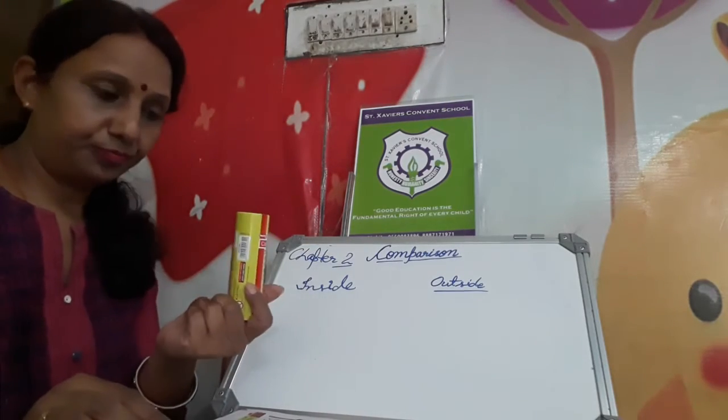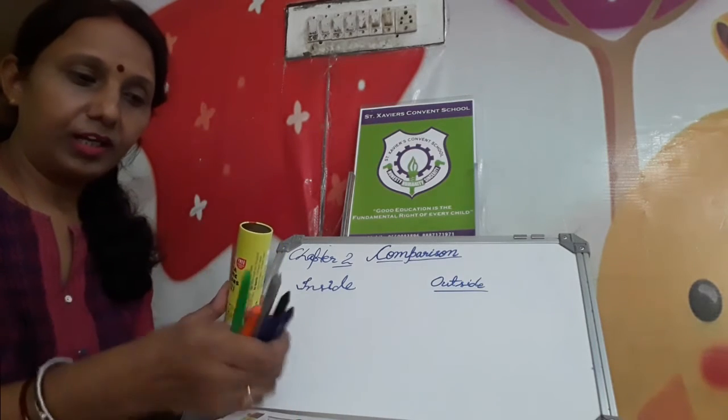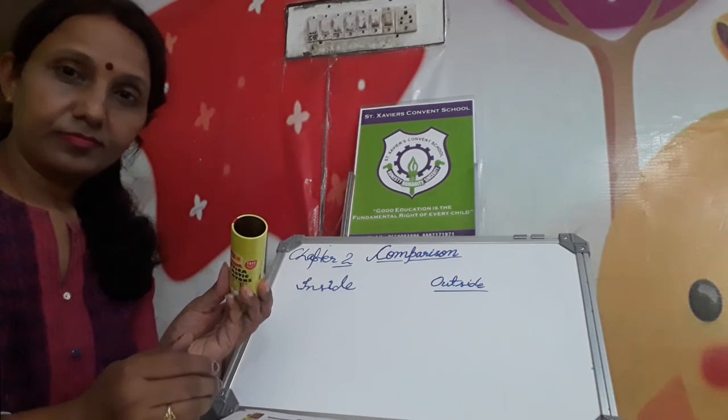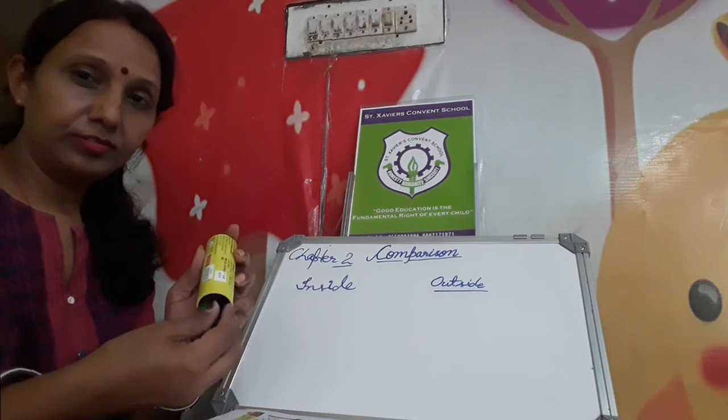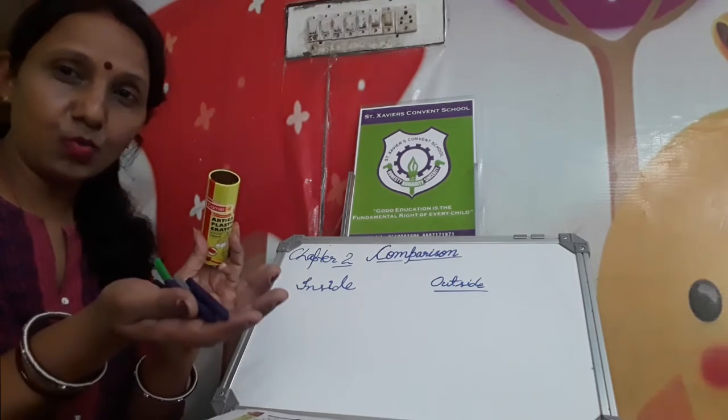See this box. What is there inside? Colors. Colors were there inside. Got it? Now if we take them out, the colors are outside. Got it?